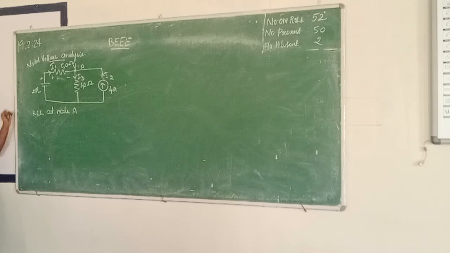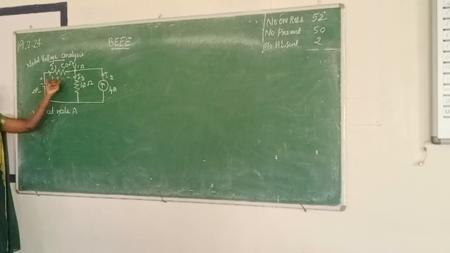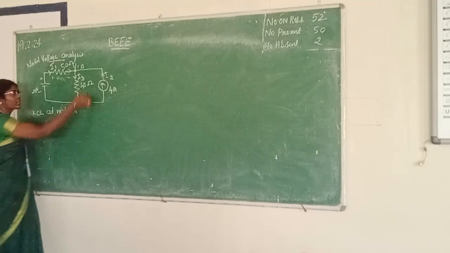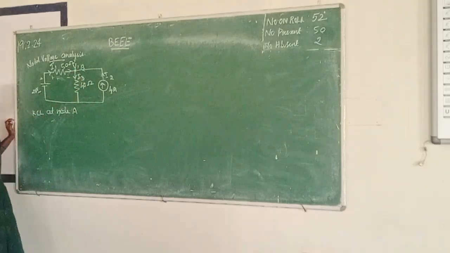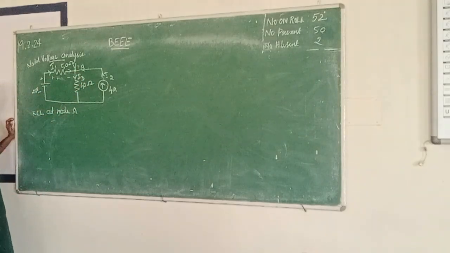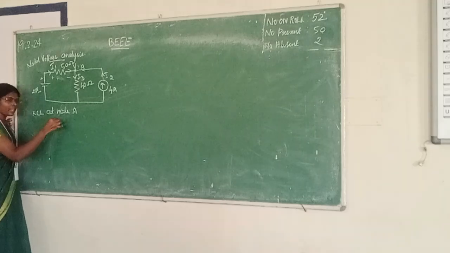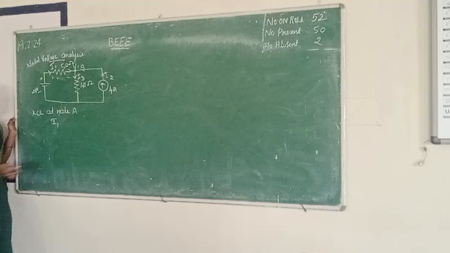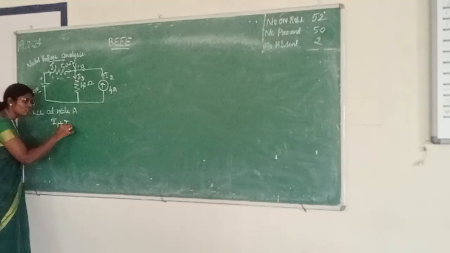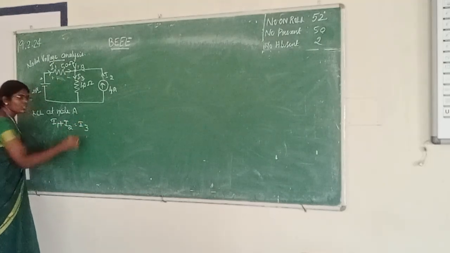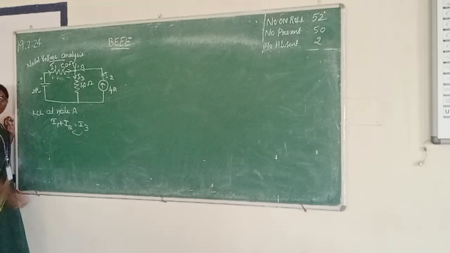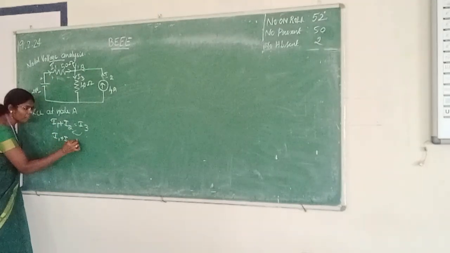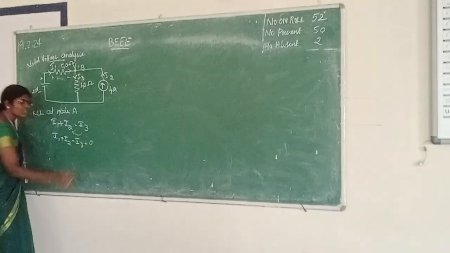Okay, how will we apply KCL here? The current incoming is I1, and the current incoming from the other source is I2, and the current leaving away from it is I3. So we will write that the current entering the junction is equal to the current leaving away from it. So I1 plus I2 is equal to I3. We can bring this I3 over to the left hand side, so it becomes I1 plus I2 minus I3 is equal to 0.